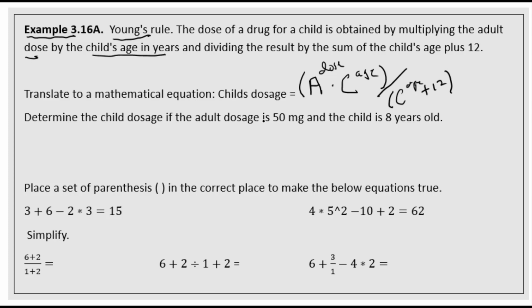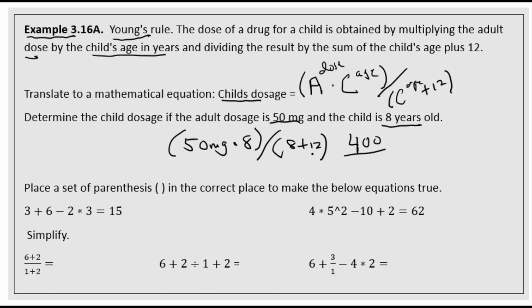So determine the child's dosage if the adult dosage is 50 milligrams and the child's age is 8 years old. I have the adult dose is 50 milligrams. Child's age is 8. I'm going to put that in parentheses and divide it by the child's age, which is 8 plus 12. So here I get 50 times 8, which is 4 plus a 0, so I get 400. Divided by 20. And you know how to do this now, right? 40 divided by 2 with an extra 0. So the child would get 20 milligrams of the same medicine that an adult gets 50 milligrams for, an 8-year-old would.